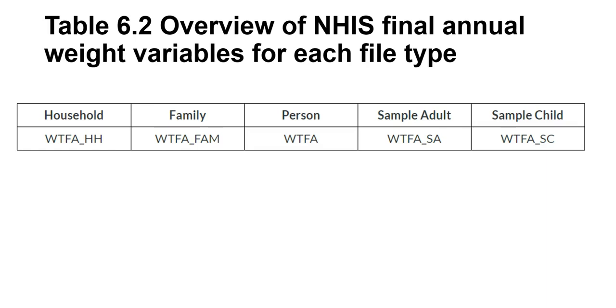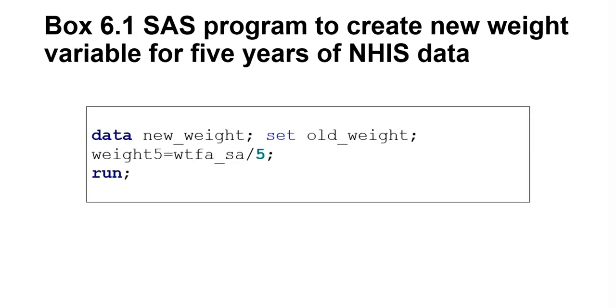Now you might be thinking, what would I use if I was combining the person and the sample adult file? So you always use the weight for the smallest sample. The sample adult is smaller than the person because there are more individuals who completed the person section than the sample adult section. So if you were combining the person and the sample adult files, you would use the WTFA_SA weight.